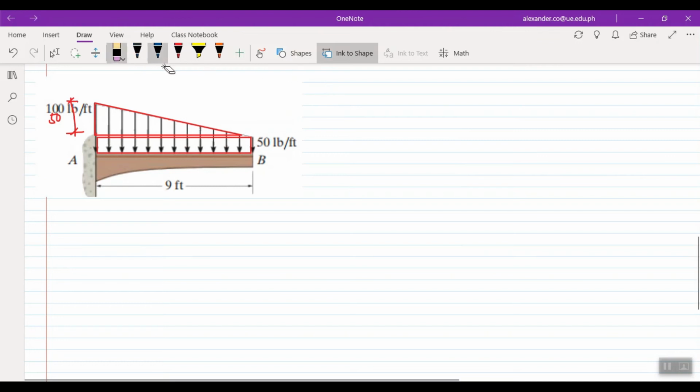Solution to ng method 1. So, kunin muna natin method 1. Okay. So, yung first solution ko, resultant force, in triangle, it's 1/2, base is 9. Oh, nag-circle. Okay.